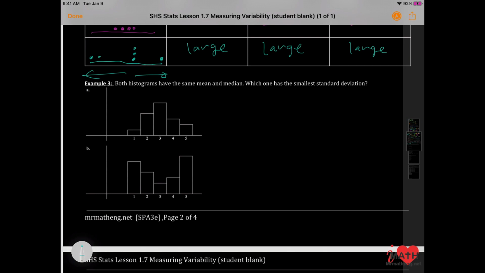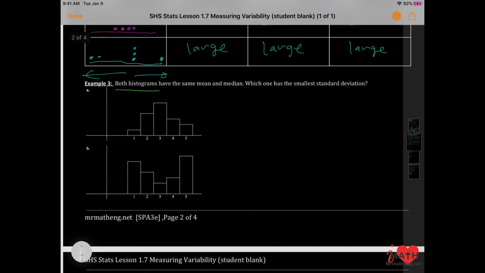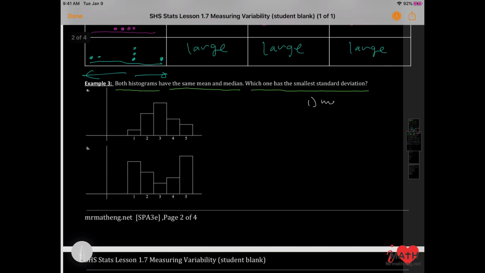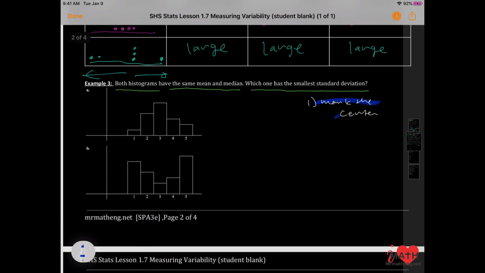Okay, so let's try this next problem. Both histograms have the same mean and median. So there's no numbers, but they're telling you they are the same. Which one has the smallest deviation? Okay, so the first thing I want to do is mark the center. Let's do that with a highlighter here. Okay, let's mark the center, okay? The center is here. There's the middle of our distribution.